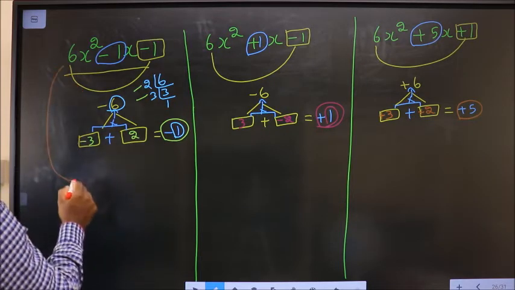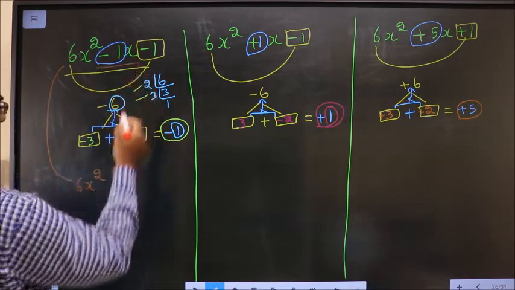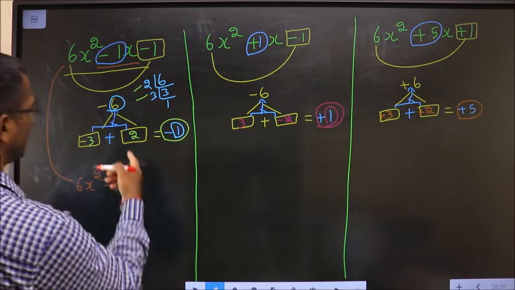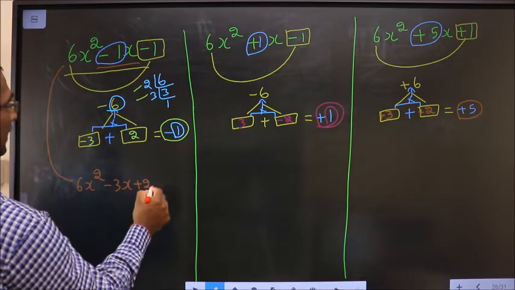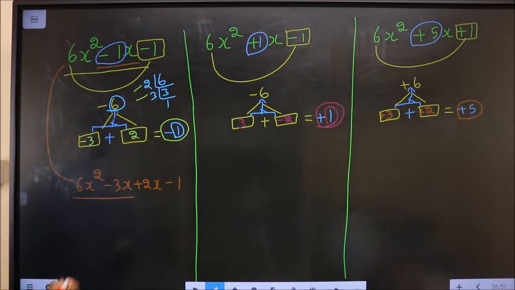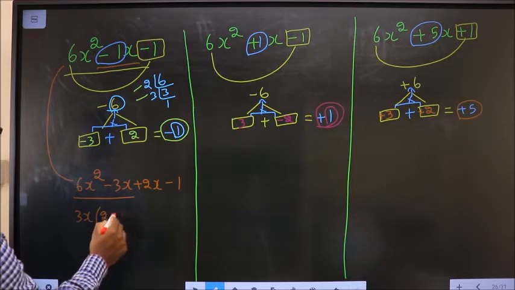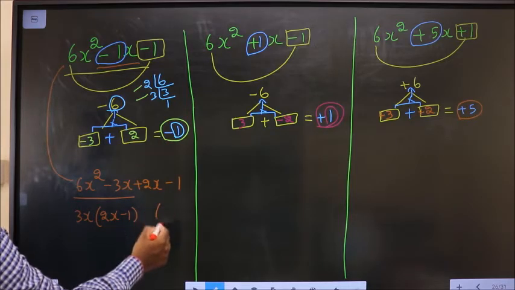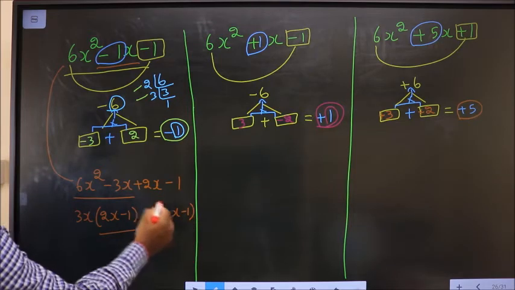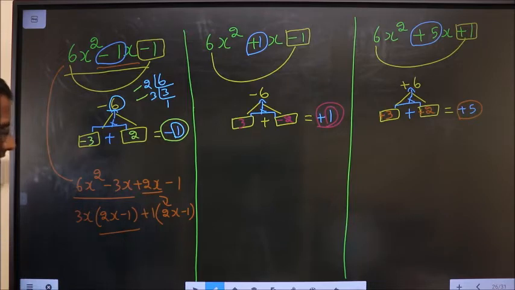This will change to: in place of −1x, now I will be writing this one. −3x plus 2x −1. Now what can I take common from these two? 3x. So you will be left with 2x − 1. Here you got 2x − 1, so here also it will be 2x − 1. Here 2x is gone inside, so outside should be +1.